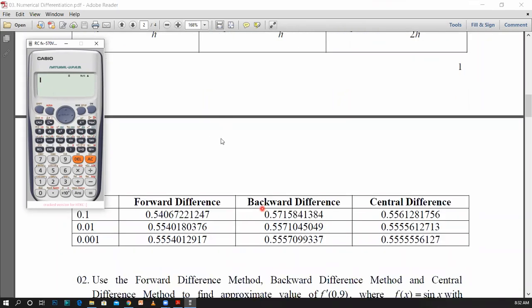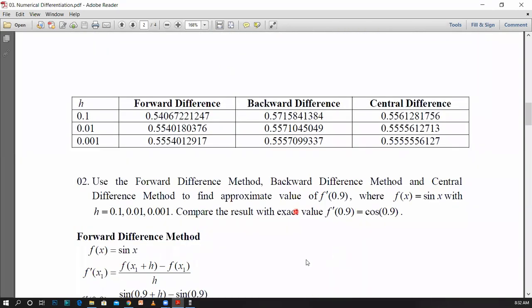Here we can see another example taken for the forward differencing, backward differencing, and the central differencing method. Here we are asked to approximate the value of f dash 0.9, where f(x) is given as sine x, for h equals 0.1, 0.01 and 0.001. And then you are asked to compare this result with f dash 0.9, which is cosine 0.9.